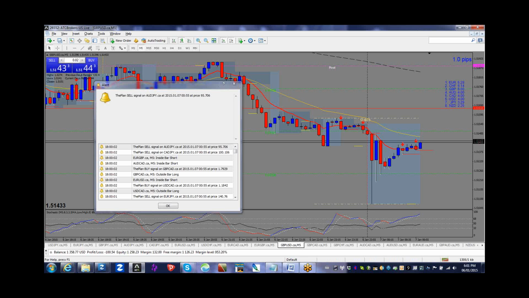Now that doesn't mean to say that they're not going to be successful. The thing with an outside bar is if you measure an outside bar, the candle has to go quite a bit further on that bar to make it a valid trade.